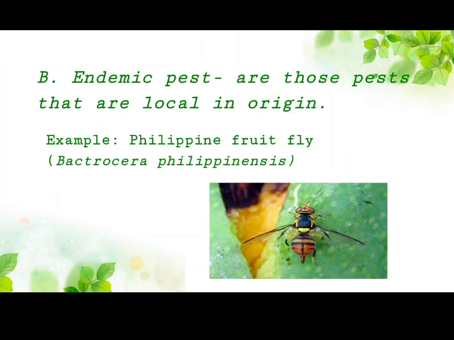Endemic pests are those pests that are local in origin. Example is the Philippine fruit fly or Bactrocera philippinensis. The Philippine fruit fly eggs are deposited inside the fruits and tissues around the oviposition site become necrotic. Eggs are hatched into maggots, which live and develop inside the fruit. Internal feeding causes yellowing and decomposition or rotting of the fruit that can make fruit unmarketable.